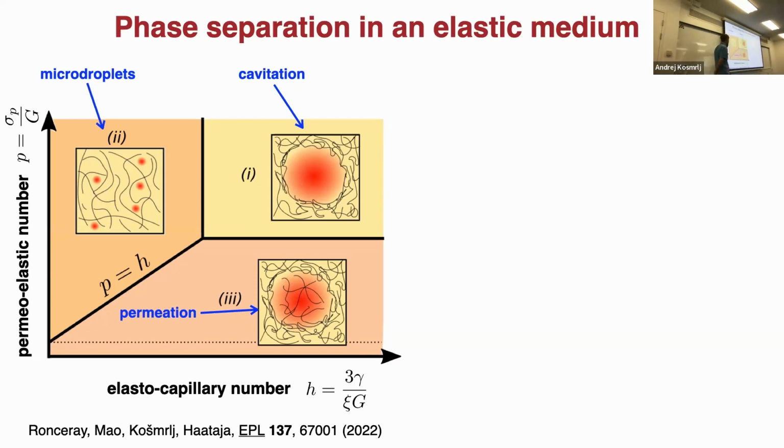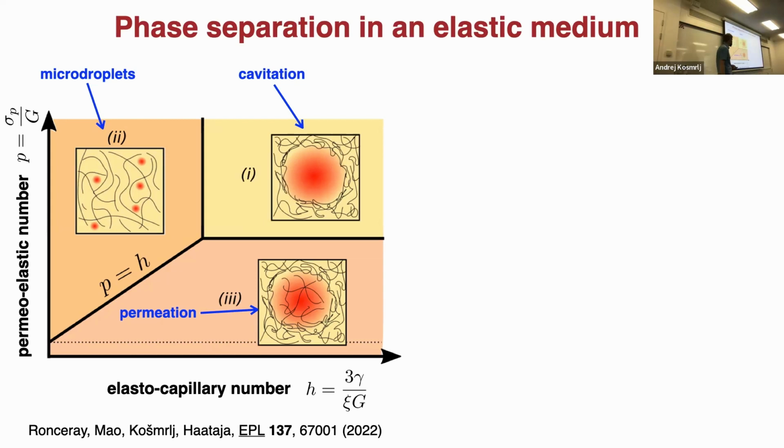And then the other important non-dimensional parameter is this permeo-elastic number, which tells you how much the droplets like to wet the network compared to their stiffness. So basically, if the droplets do not like to wet the network, and if the network is stiff, then you're going to have these micro droplets that are constrained to the sizes of the pores of the network, because the surface tension is not strong enough to deform the network.